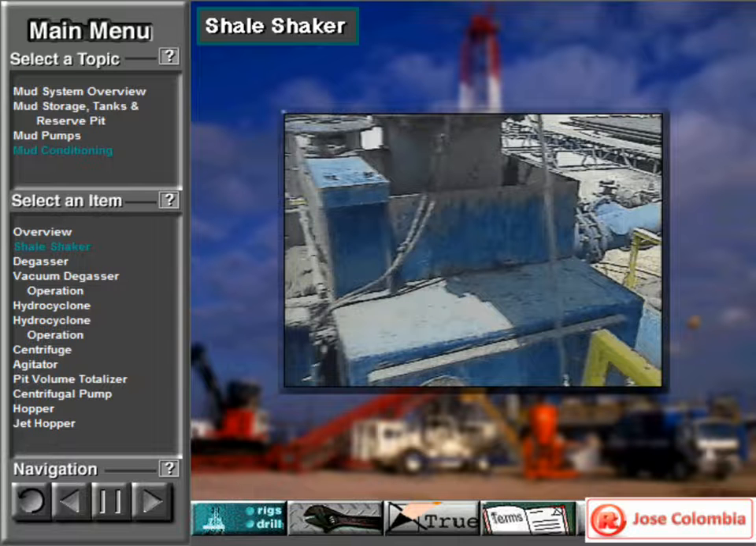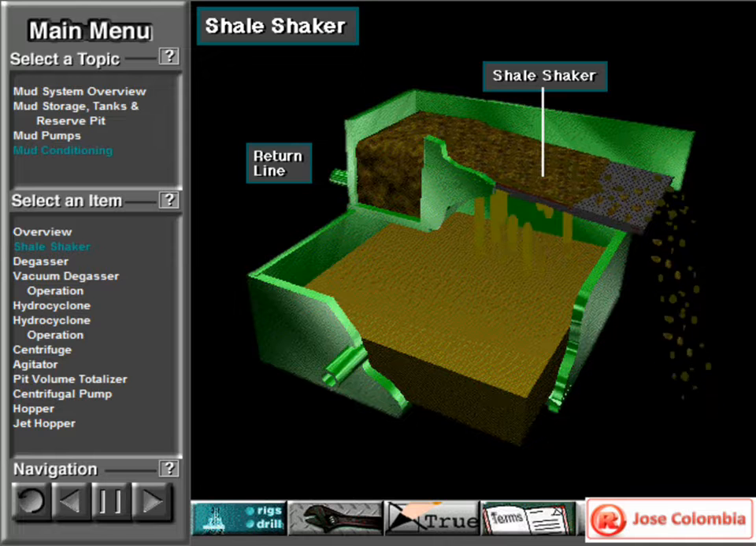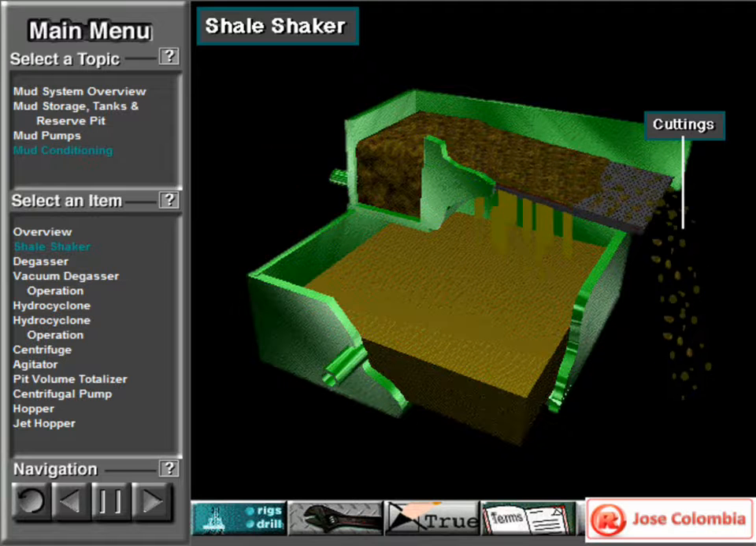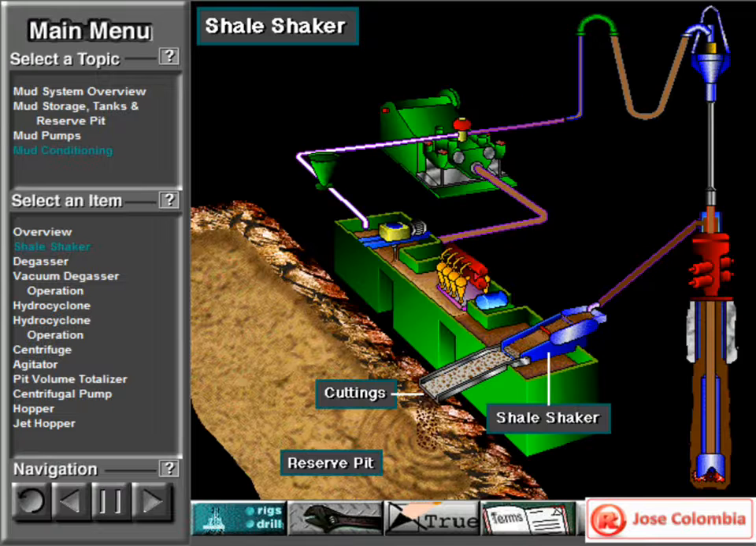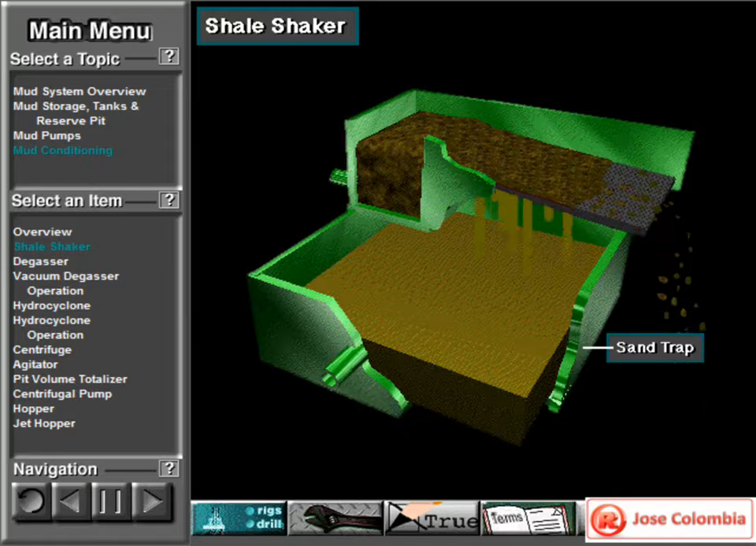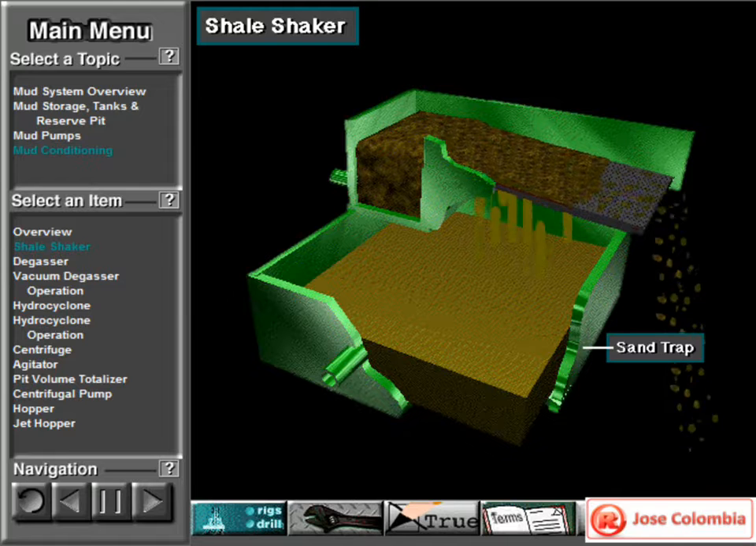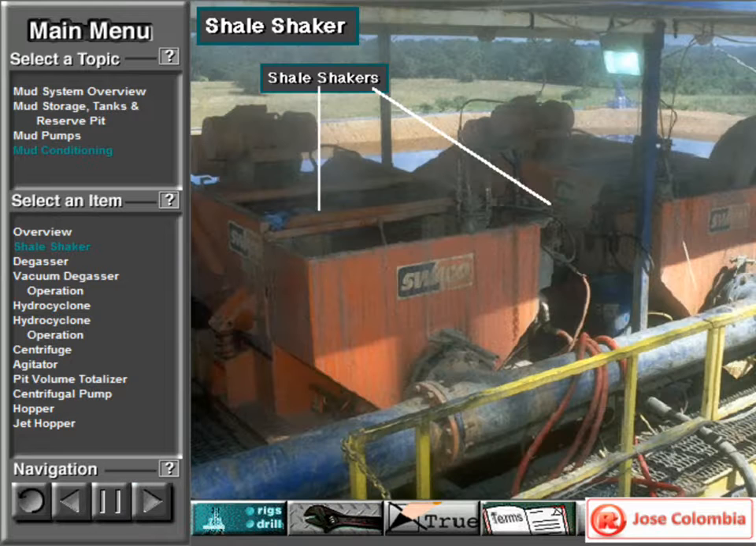The Shale Shaker has rapidly vibrating screens. The mud and cuttings from the return line fall onto it. The vibrating screens catch the larger cuttings. These cuttings fall into the reserve pit, the sea, or other container for disposal. The liquid mud goes into the sand trap, which is a special mud tank.